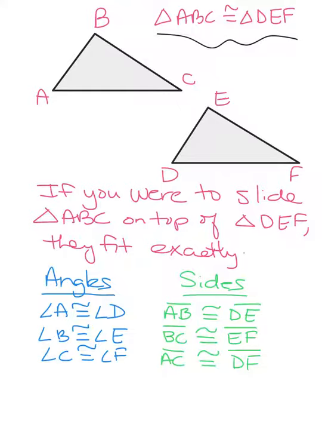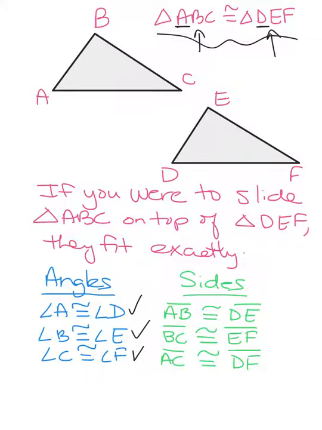So for instance, angle A matches up with angle D because they're both listed first in their triangle. So that means angle A is congruent to angle D. We will also say that angle B is congruent to angle E because they're both listed second. The order is definitely important in congruency. And the last set of angles that are congruent is angle C is congruent to angle F.